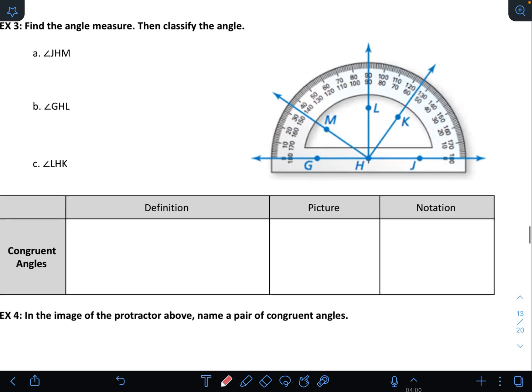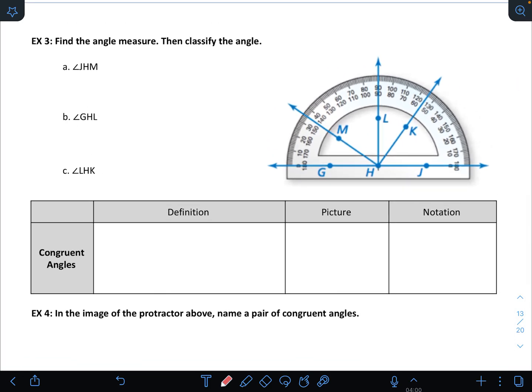So we're on the last page. It says find the angle measure, then classify the angle. So first I want to find angle JHM. So let's look at our diagram. Again, based on how it is named, we can figure out that angle. So JHM goes from J to H to M. So it's going to be this angle.